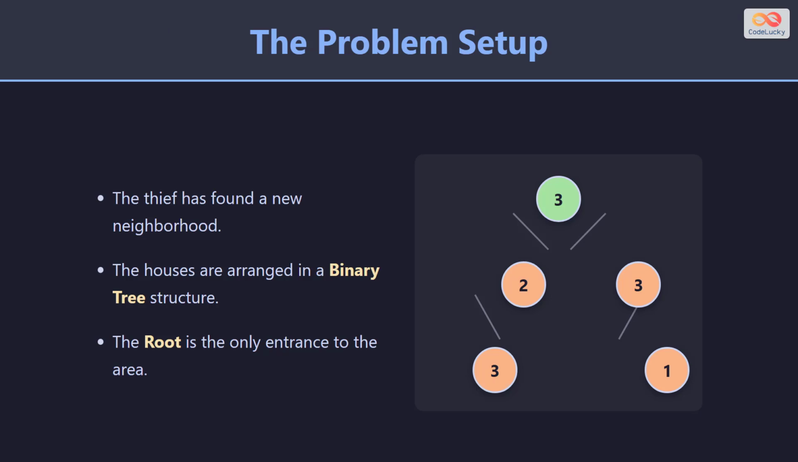Imagine a thief has discovered a new neighborhood to rob. Unlike typical streets, the houses in this area are arranged in a binary tree structure. There is a single entrance to this area, which is the root of the tree. Every house may have a left and a right child house.